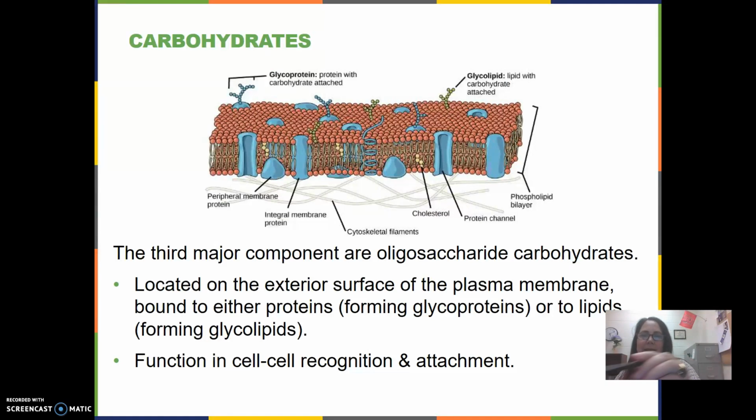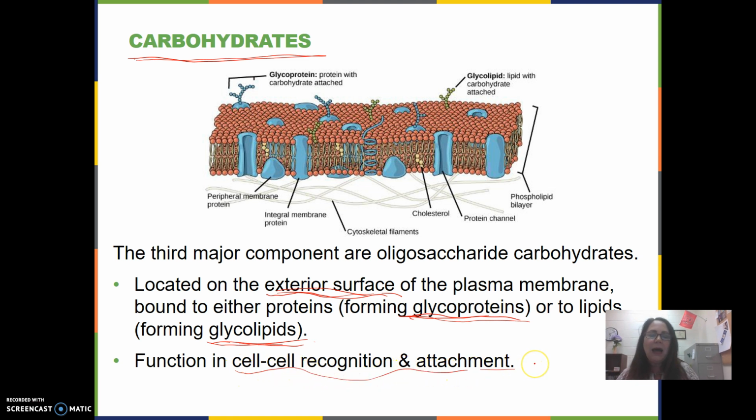The carbohydrates, there are two examples of where you find carbohydrates. They're always on the outside of the plasma membrane, the exterior surface. And if they're bound to a protein, they form a glycoprotein. So the carbohydrate portion is the glyco part. And if they're bound to a phospholipid, they are called glycolipids. And they function in cell recognition, and some of them also function in attachment.